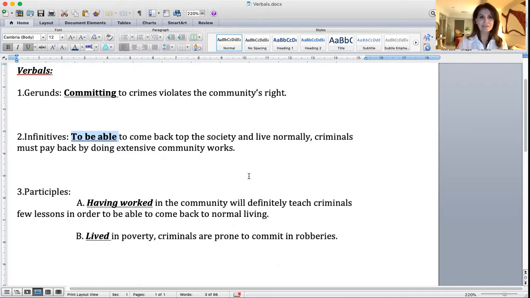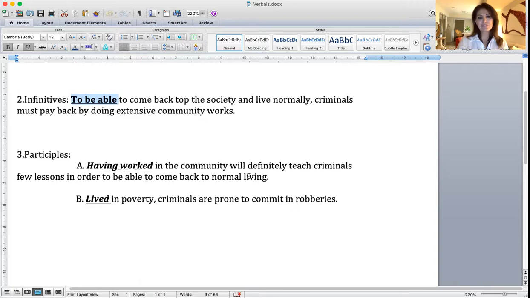The next practice of verbal is considered participles. Participles, we can have them perfect participle, like having worked. For example, "Having worked in the community will definitely teach criminals a few lessons in order to be able to come back to normal living." Also, you can use the past participle at the beginning. For example, "Lived in poverty, criminals are prone to commit robberies."